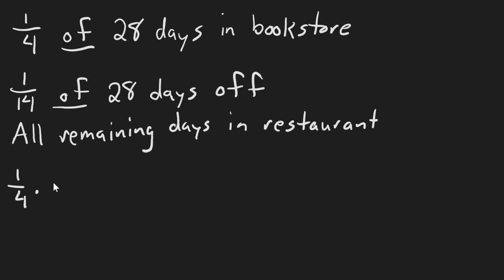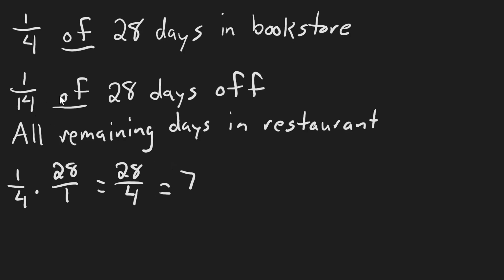So 28 is the same as 28 over 1, because 28 divided by 1 is just 28. And so we're really multiplying by 28, it's just that we're multiplying it in fraction form, because we know how to multiply fractions. We just multiply across. So 1 times 28 is 28. And 4 times 1 is 4, and then 28 divided by 4 is 7. So we worked 7 days at the bookstore.